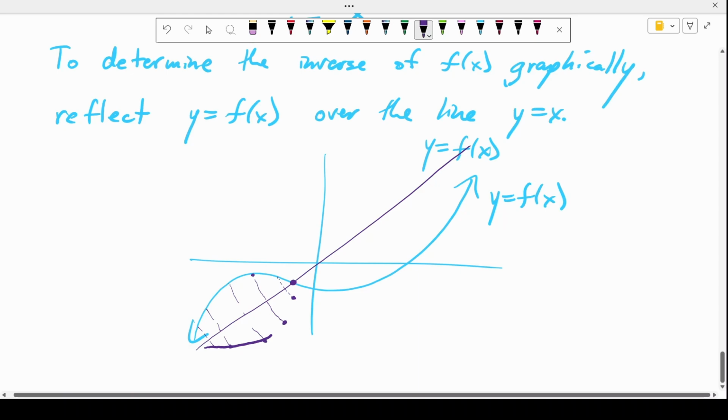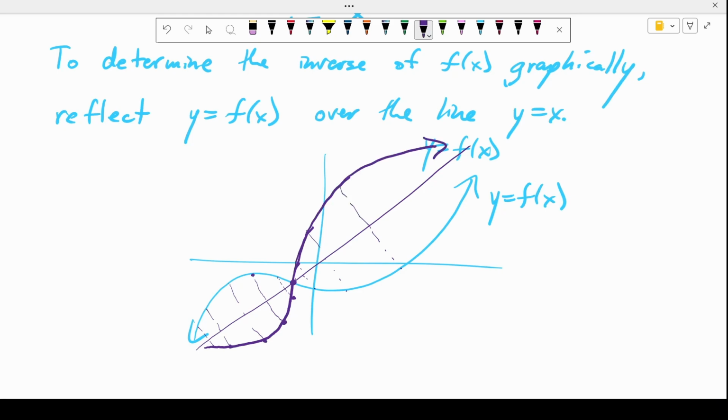This point will come across to about there. This point to about there. Something like that. This point will come across to about there. And so on, something like that. It should be a mirror image.